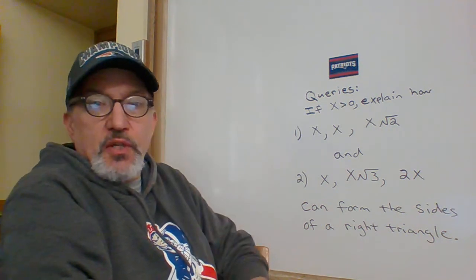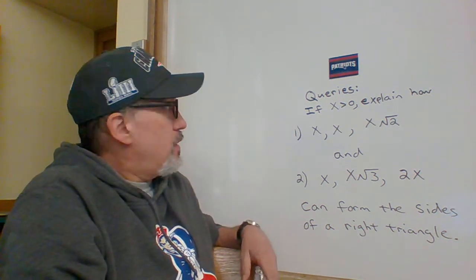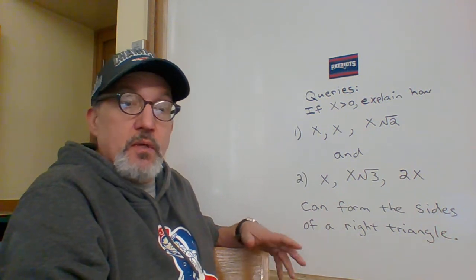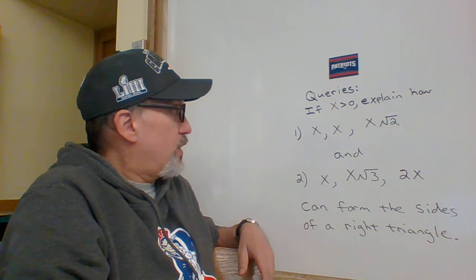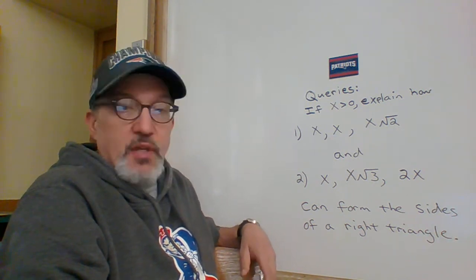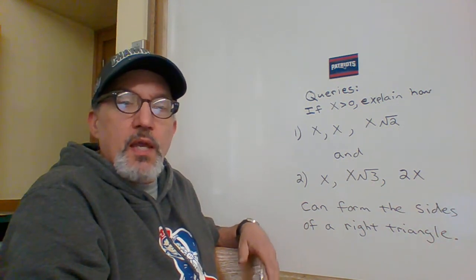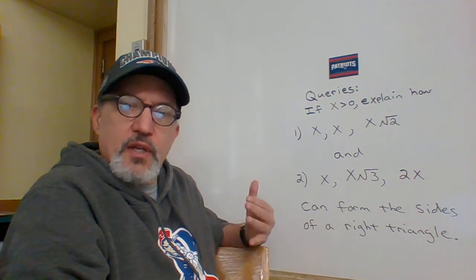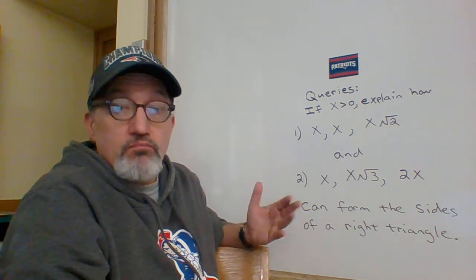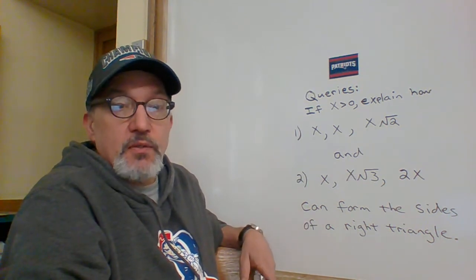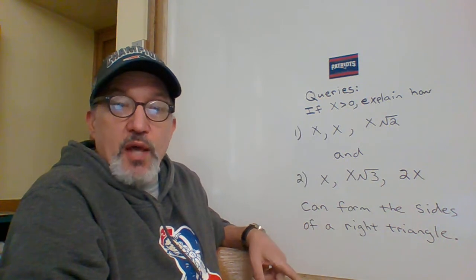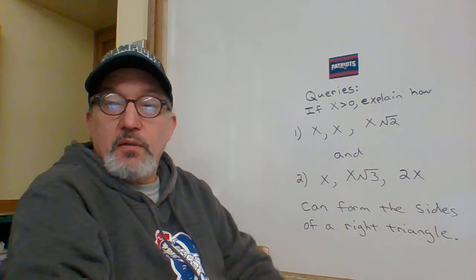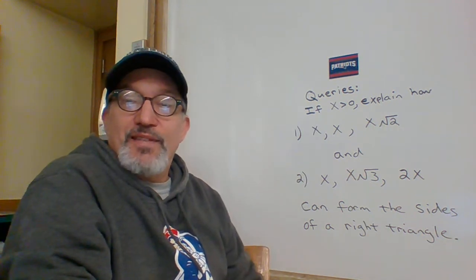I've posed two queries here for 7th and 8th graders. If x is greater than 0, explain how, number 1, x and x times the square root of 2, and number 2, x times the square root of 3, and 2x can form the sides of a right triangle. If you see these questions and wonder, is the Pythagorean theorem involved? You're right, it is. I suggest that you pause the video and see if you can answer these two questions. Give it a try. I'm going to do the same thing and come back.